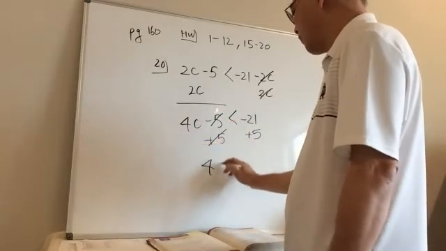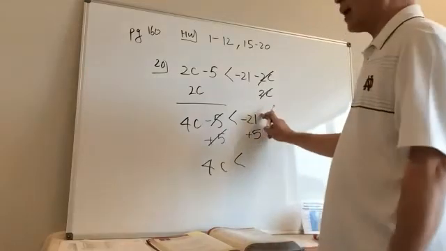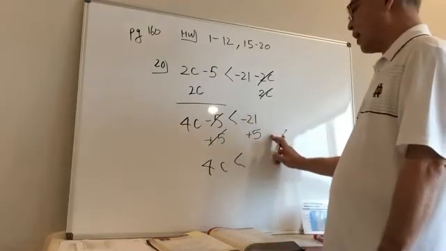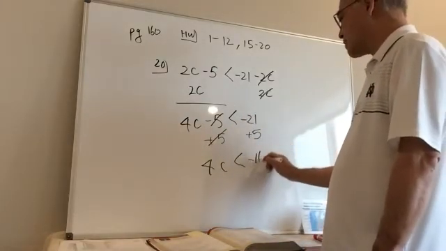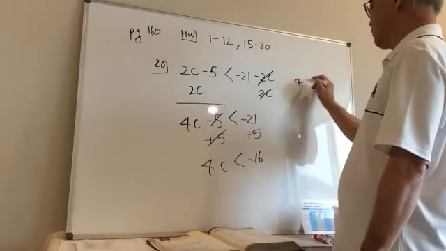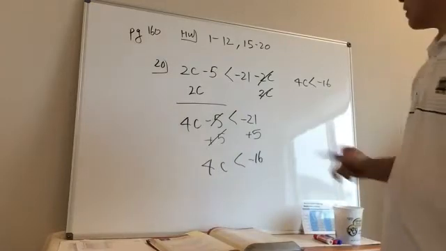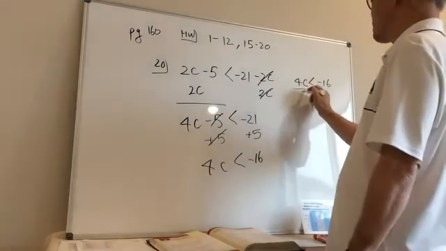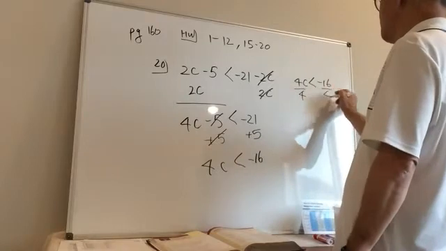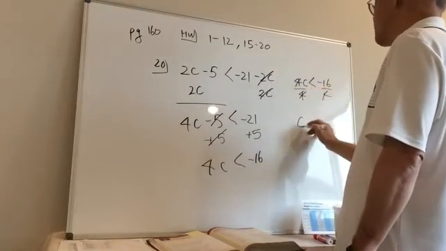I end up with 4c. Negative 21 plus 5 is going to be negative 16. So I end up with 4c is less than negative 16. Now to find out what c is, I just need to divide both sides by 4 because I want to get rid of this 4. 4 goes away, I have c.